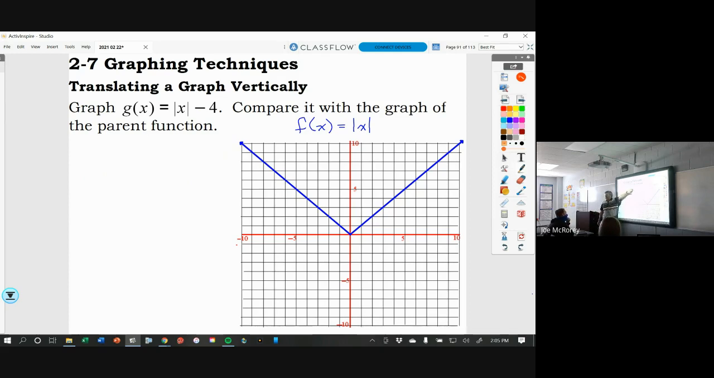So what are we doing here? I'm taking the function and subtracting 4 from it. You're shifting it vertically. It's going this way. You're moving it down. I'm moving it down 4 units.